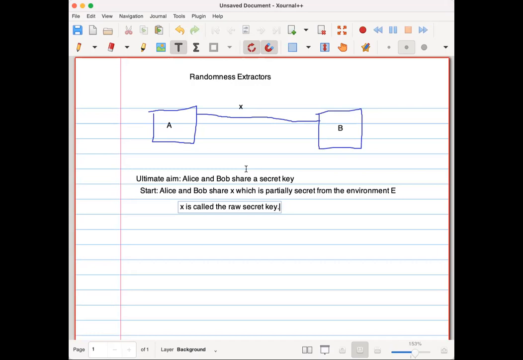Is the notion of partially secret here that Eve sees a concentrated distribution and not a uniform distribution on the keys? Is that what partially secret means? Yeah, kind of. So we'll formally define it.